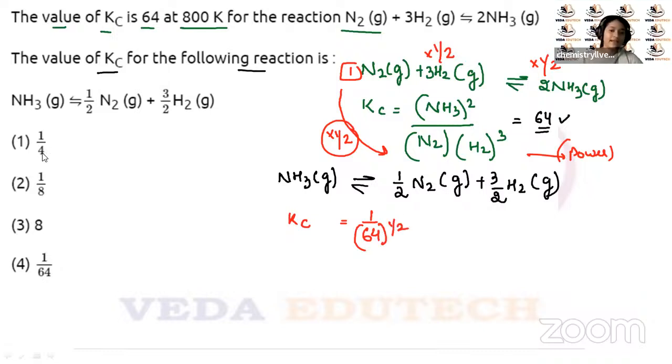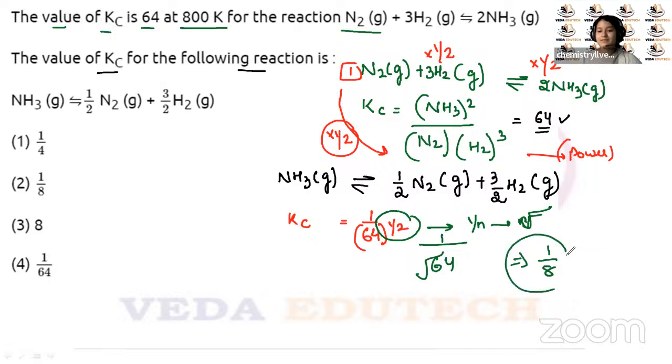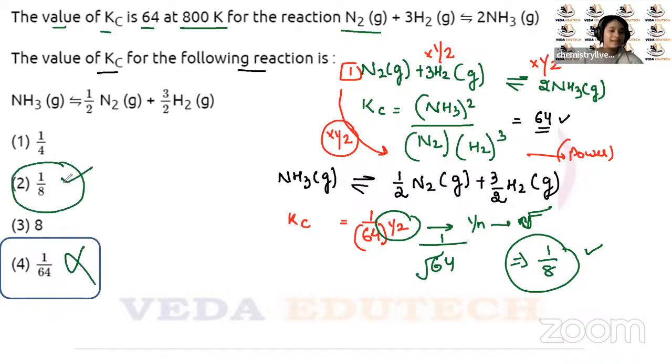Yes. And I hope you all know that when something is taken to the power 1 by n, that means it is the nth root. So here it is 64, just like this. So it is going to be 1 by 8. Yes, square root of 64. It is going to be 1 by 8. And 1 by 8 is in which option, children? It is in second option. No, this is not the answer, children. 1 by 64 is not the answer. Answer is 1 by 8. 1 by 8 is going to be your answer.